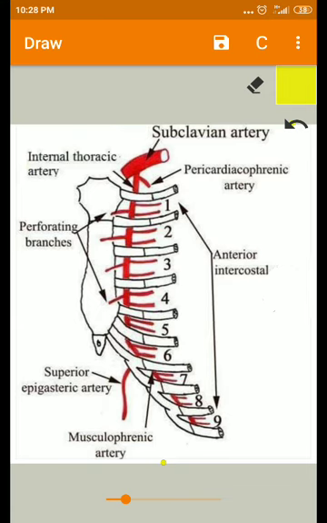The first one is the pericardiophrenic artery. It arises in the root of the neck and accompanies the phrenic nerve to reach the diaphragm. As the name indicates, it supplies the pericardium and the pleura in the thorax. So this is about the pericardiophrenic artery.